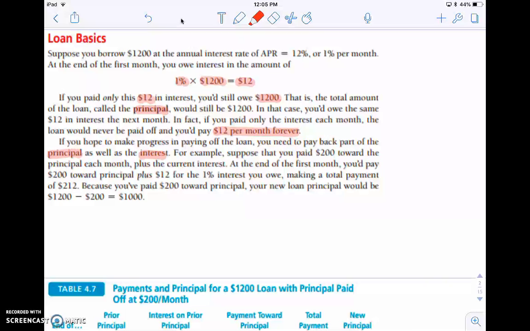So let's say, for example, suppose that you pay $200 towards the principal plus current interest. So at the end of the first month, you'd pay $200 plus the $12 that you owe, making a total payment of $212. Now, because you've paid $200 towards principal, your new loan principal would be $1,200 minus $200, so you'd be down to $1,000. Then the next month, they would calculate your interest based off of the $1,000 rather than the $1,200. That's the basics of loans.